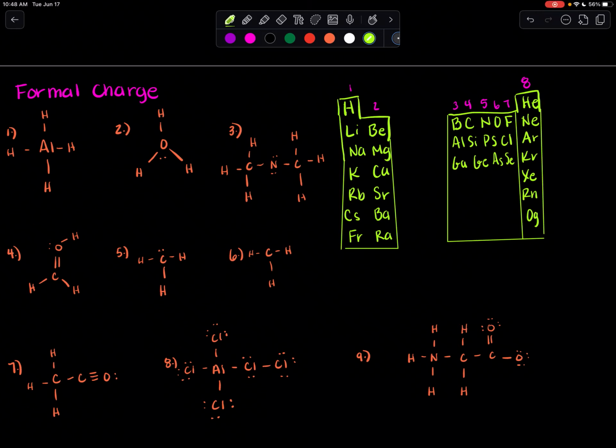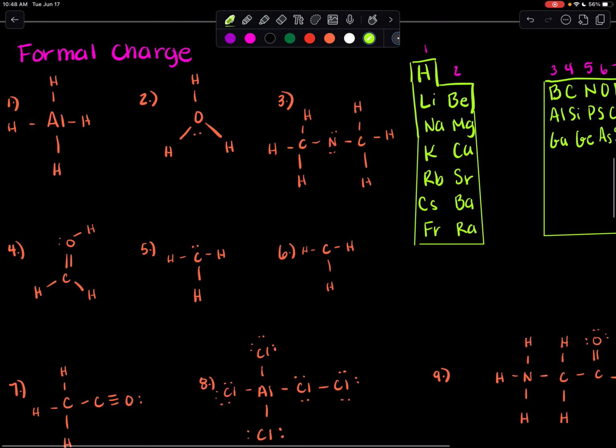So we're going to be looking at formal charge, and essentially you're going to see a structure. You're going to figure out whether or not there is a charge indicated on a particular atom, and if so, go ahead and identify any of the formal charges in any of these structures below.